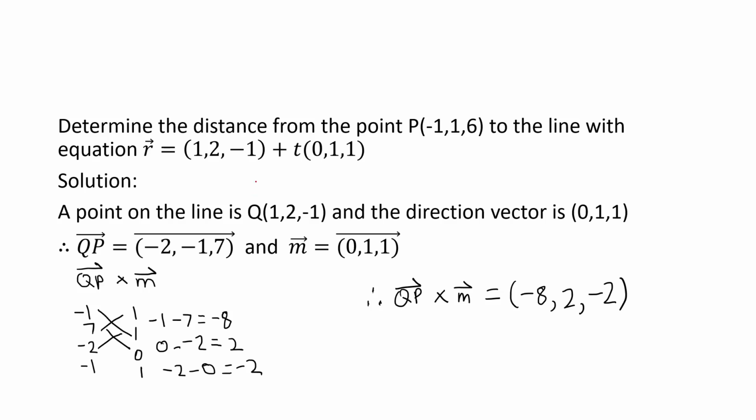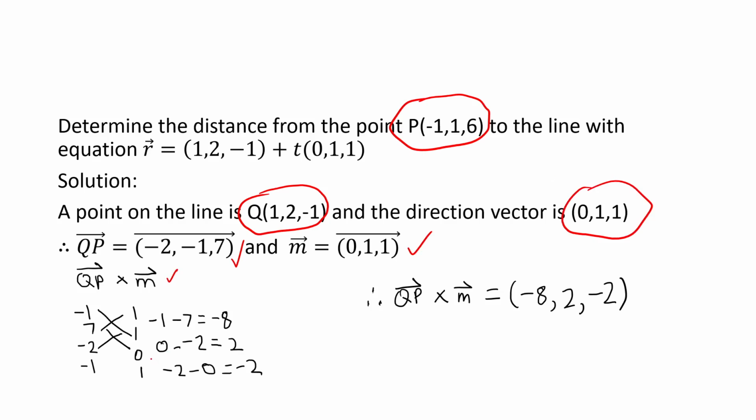QP is the vector from the point Q to the point P, which is negative 2, negative 1, 7. The direction vector, as stated, is 0, 1, 1. We're just going to determine what is the vector QP crossed with m. To do that, we get negative 1 minus 7, which is negative 8. 0 plus 2 is 2. And negative 2 minus 0 will be negative 2. And so QP crossed with m will be the vector negative 8, 2, negative 2.